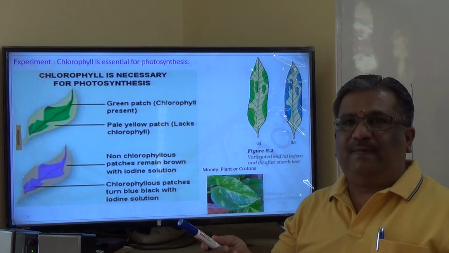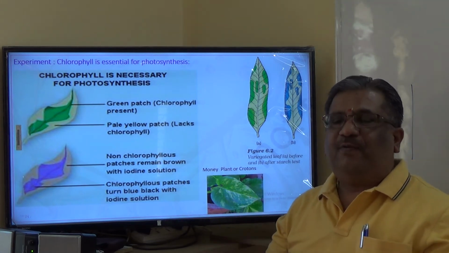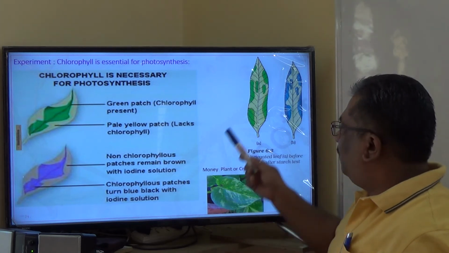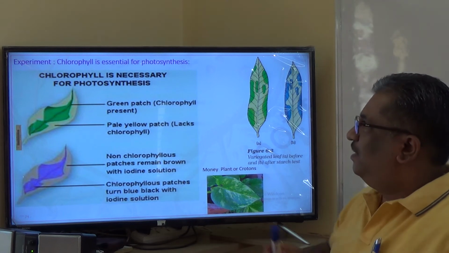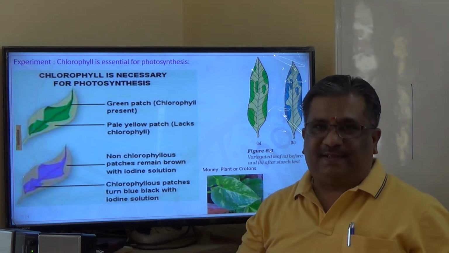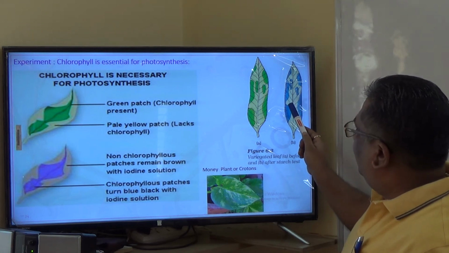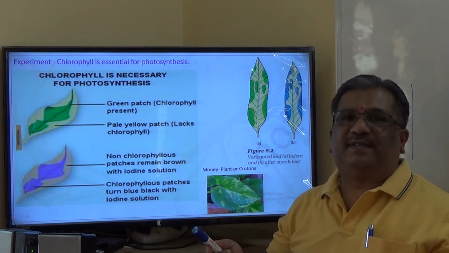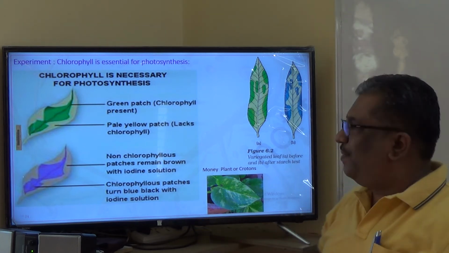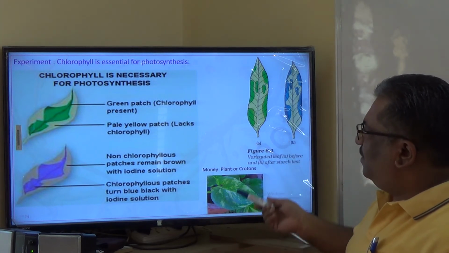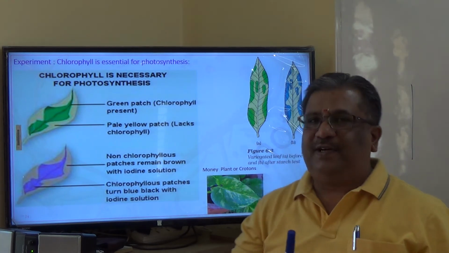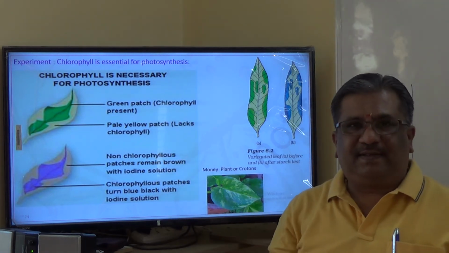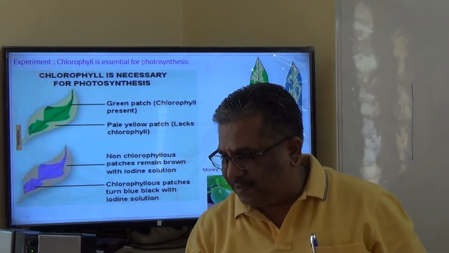And what is that green region? The green region is the one which contains chloroplasts with chlorophyll as its pigment, and therefore from this we can conclude that chlorophyll is essential for photosynthesis. And the region where iodine did not turn blue-black is the region where no photosynthesis took place. I hope you are able to understand. So this test is very important. This activity is very important to show that chlorophyll is essential for photosynthesis. I hope you are able to understand this. Okay, fine. Let us proceed to the next slide.